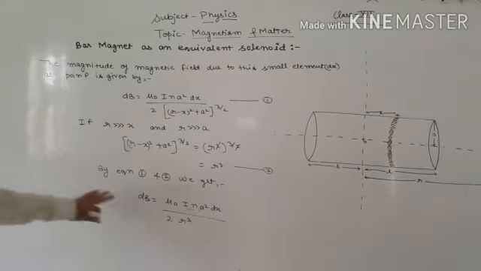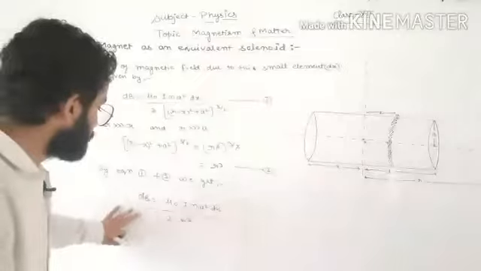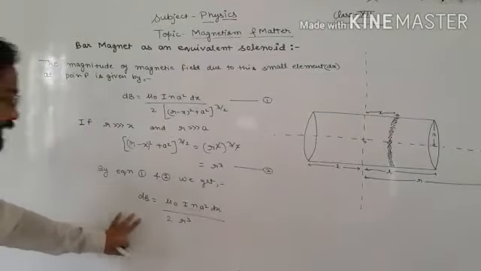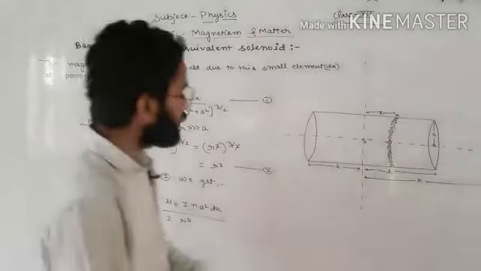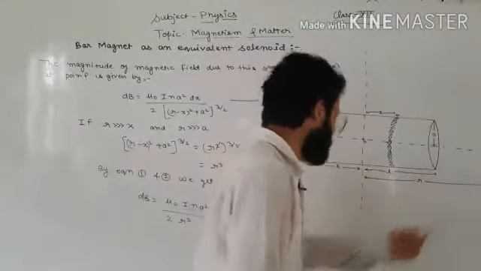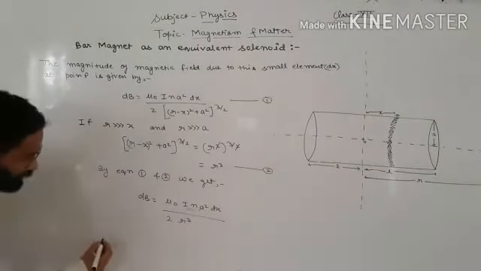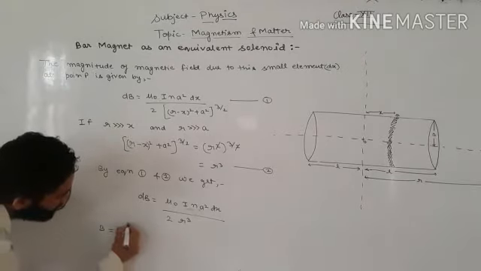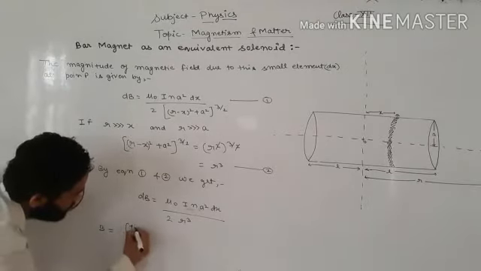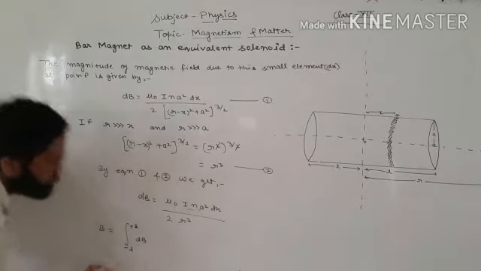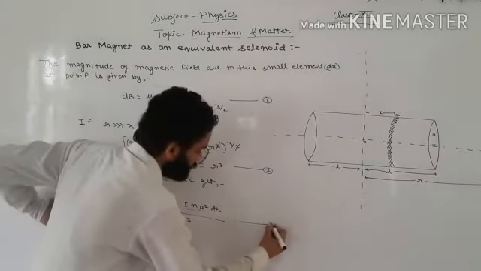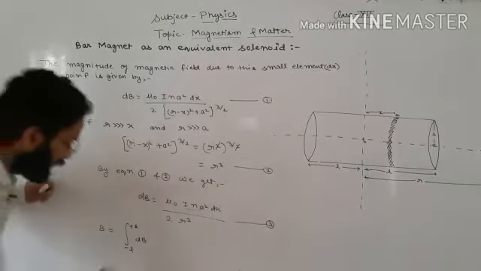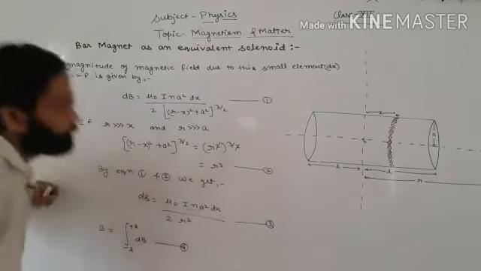Now what would be the total magnetic field? We know that we are treating it from minus L to plus L. So the total magnetic field is given like capital B is equal to integration from minus L to plus L of dB. Now we have to integrate. Let us take this one as equation number 3 and this one as equation number 4.